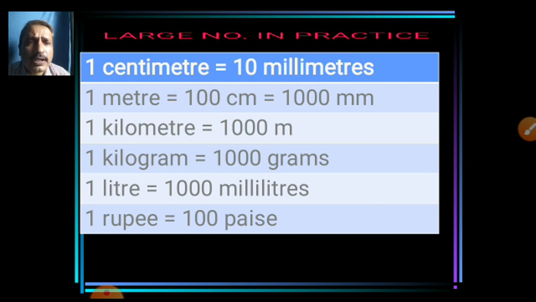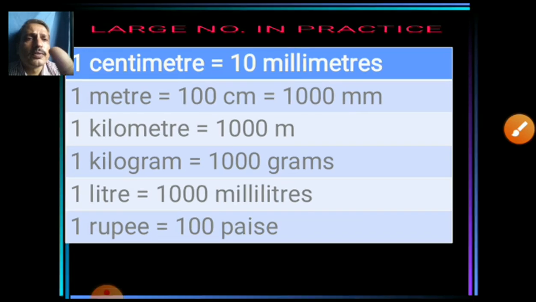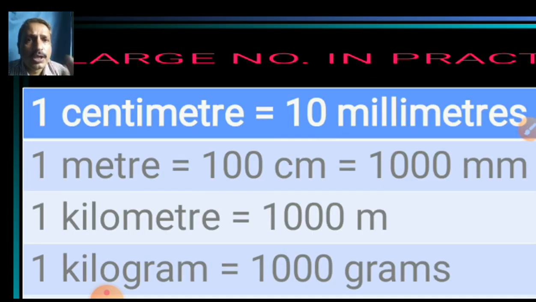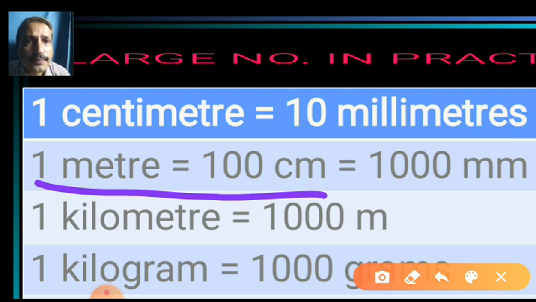Now a very important table: centimeter and meter. 1 centimeter is equal to 10 millimeters. You have a compass box and one small scale with you. In that, 1, 2, 3, up to 15 are written. Small cuts are there. How many cuts are there? Yes, 10 cuts are there. So 1 centimeter gives us 10 millimeters. And when you purchase cloth, you ask for 1 meter, 2 meters. So 1 meter is equal to 100 centimeters. Remember these things.